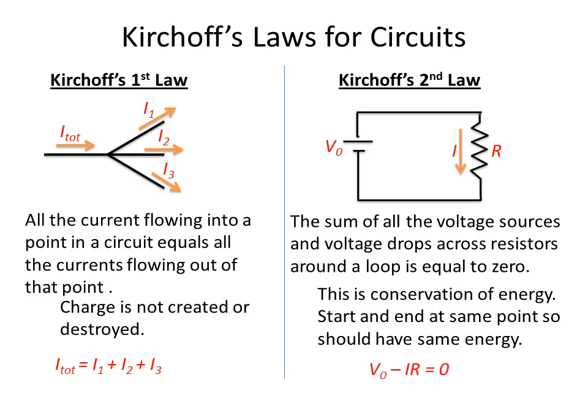So if we write it down mathematically, we have V0, which is our voltage source in this little circuit, minus the voltage drop IR across that resistor, and that should be equal to 0, which is Kirchoff's second law for this simple circuit.